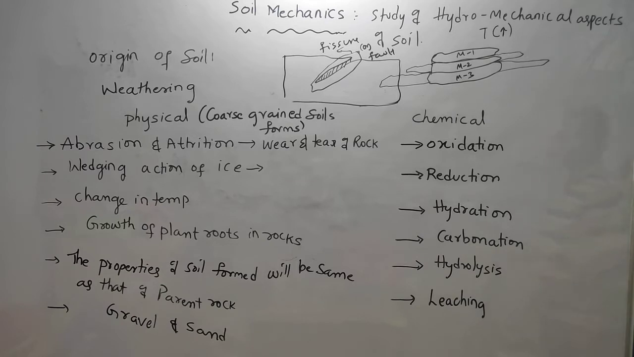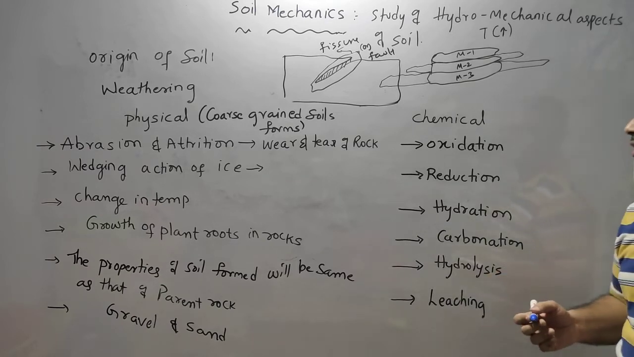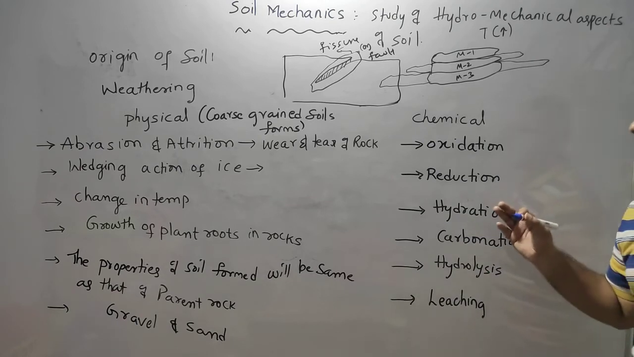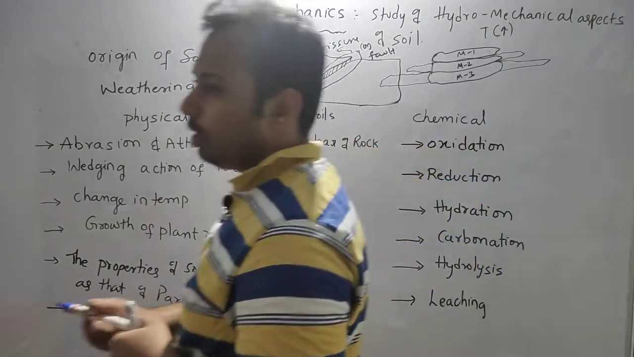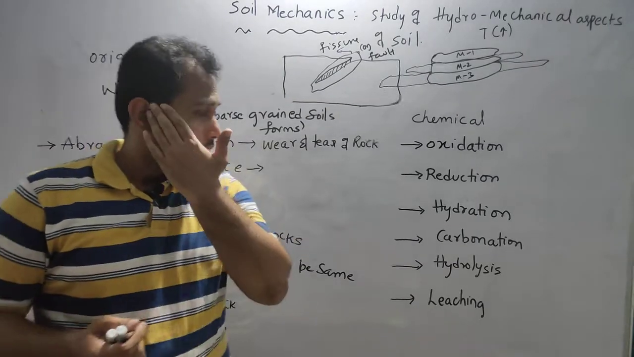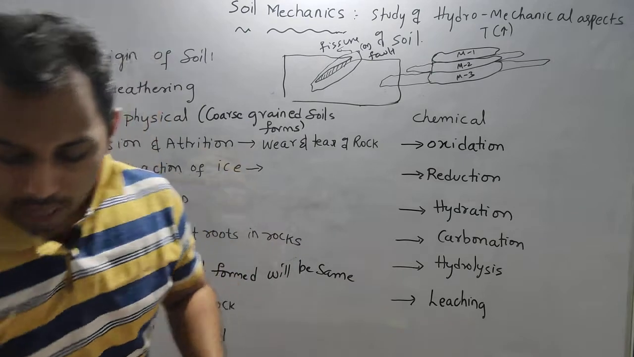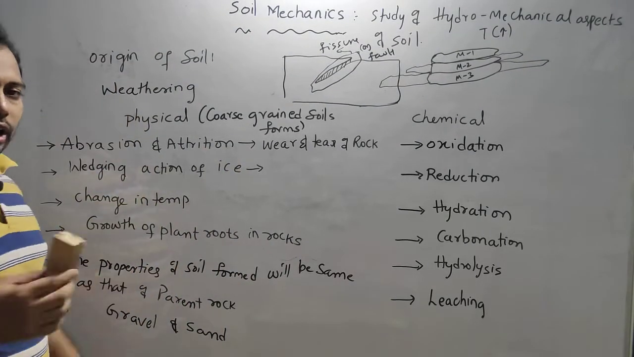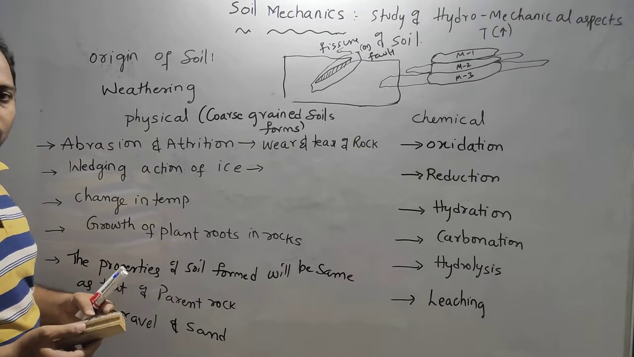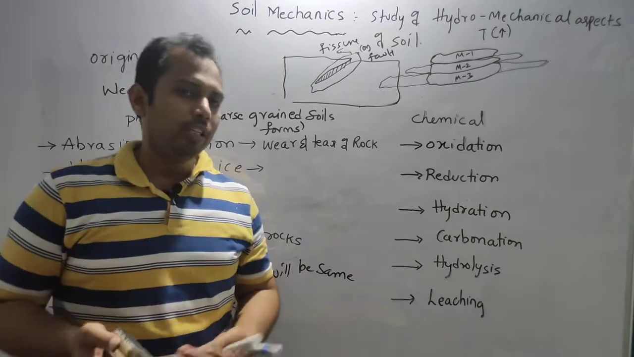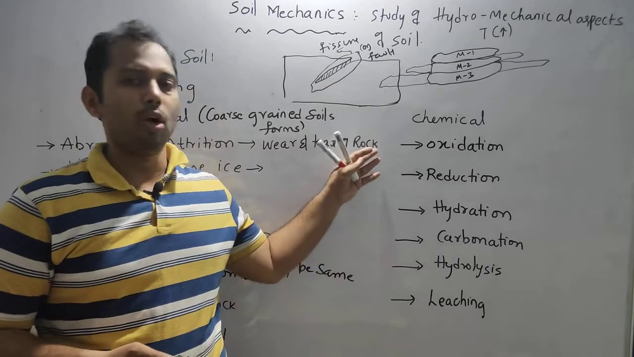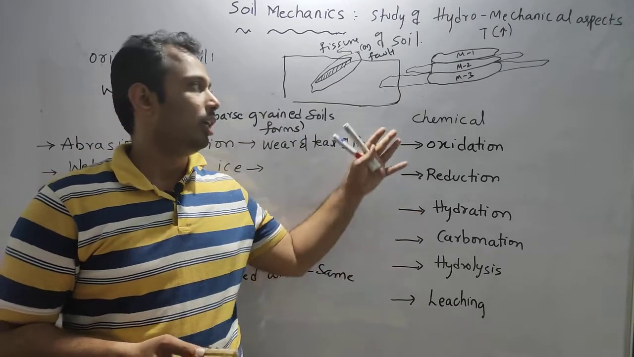In every chemical process there will be a reaction. Here, oxidation is the reaction that occurs in the presence of oxygen, and reduction in the absence of oxygen. Whenever the soil has any kind of material such as acids, alkaline material, calcium material, CO2, or any kind of organic matter, then the rock is susceptible to chemical weathering.